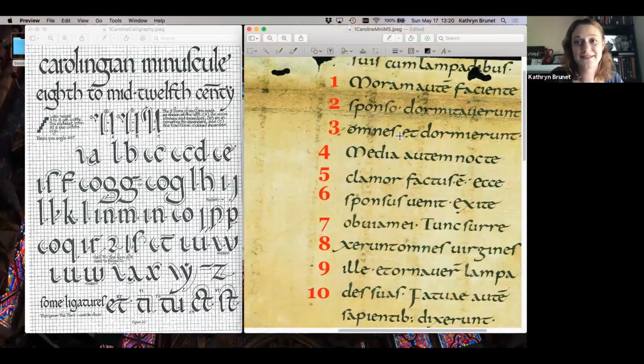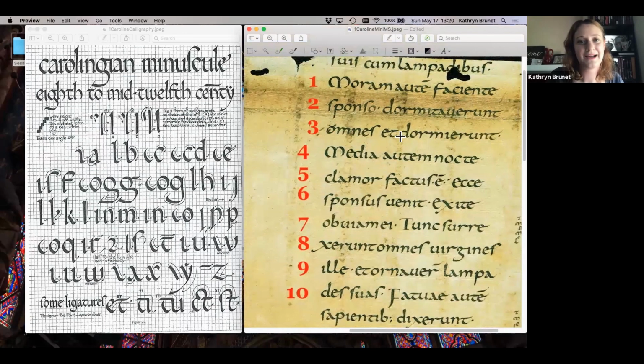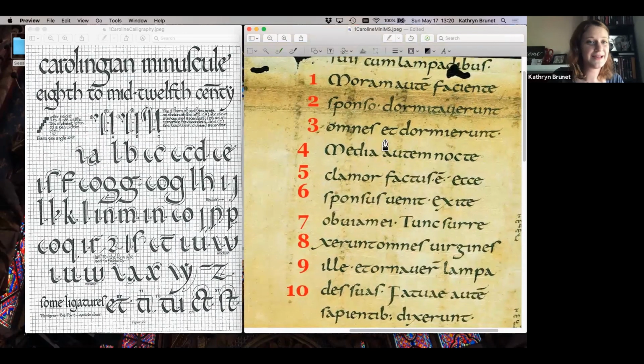And on the left, I have provided a guide for you. This is not necessarily an alphabet. This is to show you how the letters are made and the general look of the letters on the page. So it helps a lot with paleography if you've done calligraphy, because you start to understand how the pen makes these shapes and how they look together in word form.